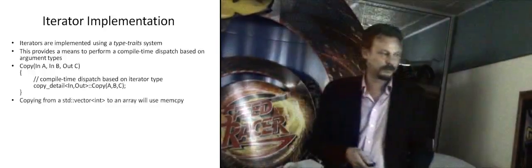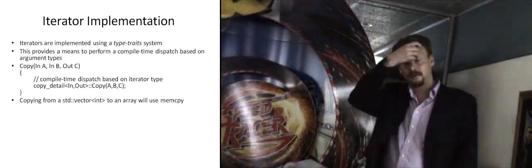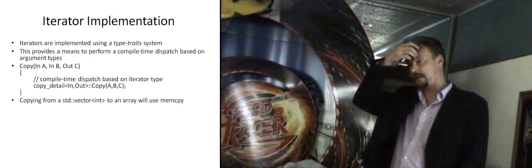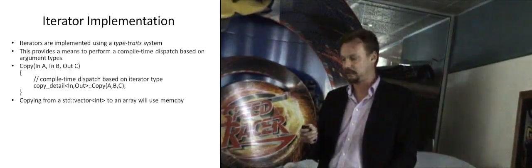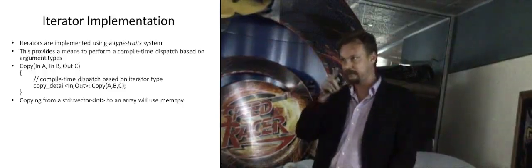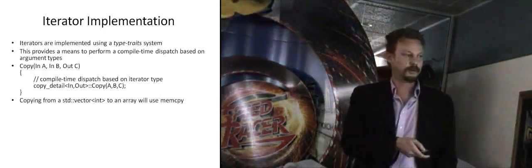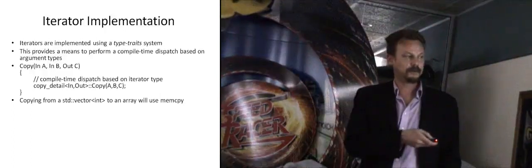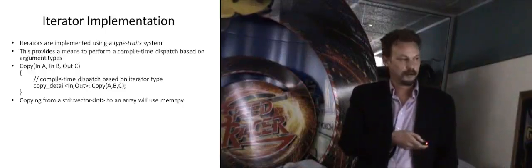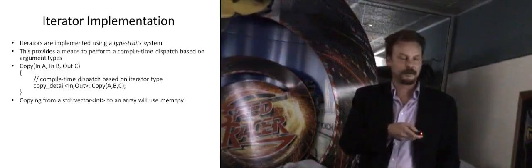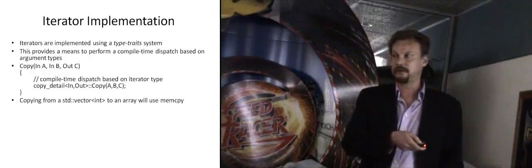And in general, on a good implementation, copying from a standard vector of int to a C-style array will resolve down to a simple memcpy. It won't do a for loop, copy in, copy in, copy in. A good implementation will know that it's taking an int pointer and an int pointer as input, and it's writing to an int pointer. It'll use type traits to determine at compile time that what it needs to do is a memcpy.